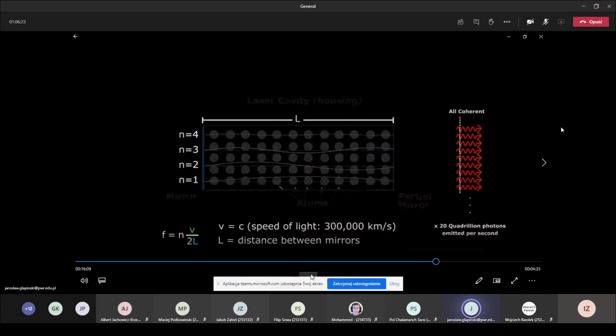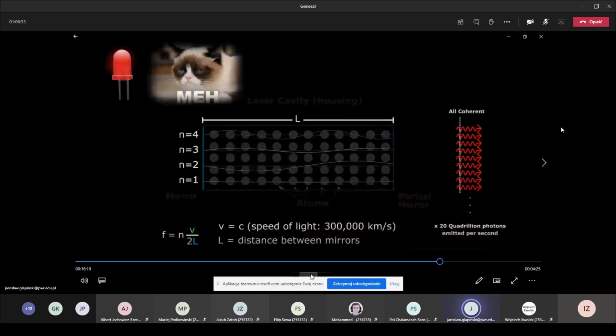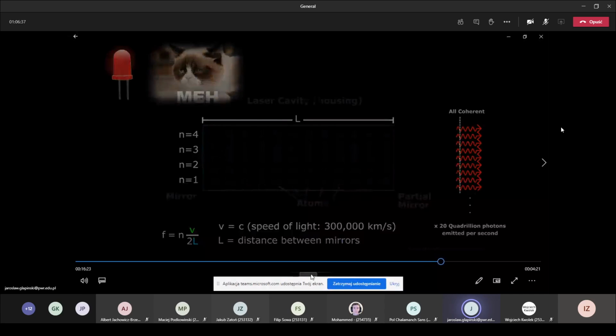Recall, this was one of the big reasons why we care about lasers. If we didn't have this synergy between light waves, we would just have an ugly LED. I bet you can't make your cat go crazy with a red LED. Well, maybe, but you get my point.